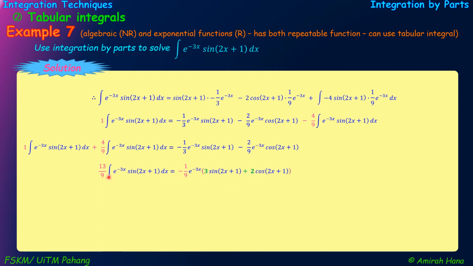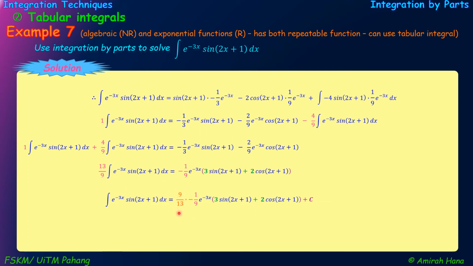Alright, and then from here, we want to solve the integration of e to the power of negative 3x sine 2x plus 1 dx. So we need to move times 13 over 9 to the right hand side. And after we move, we can exchange numerator and denominator.